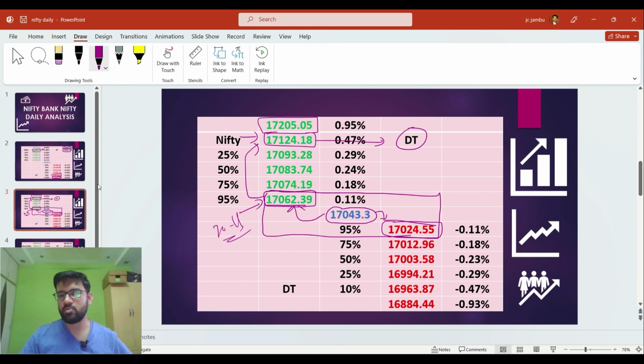But if the market closes below this level, and if the market sustains below this level for at least 30 minutes to 1 hour, then we can expect a further fall up to 16,963, and this will be our daily target on the downside. And if the market closes below this level, then we can expect a further fall up to 16,884, and this will be our extreme target on the downside.